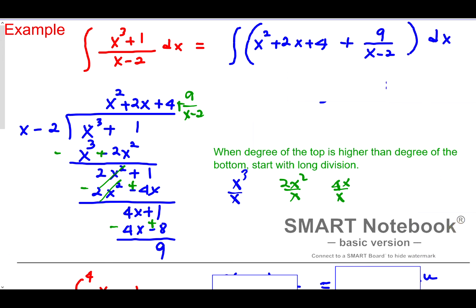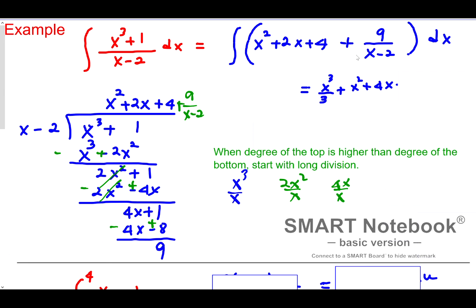Okay, and now let's integrate it term by term. This one is going to be x cubed over 3. This one is going to be 2x squared over 2. And this one 4x. And with 2x squared over 2, you can cancel the 2's there. What are you going to do about this part, the part about 9 over x minus 2? Think about it for a minute.